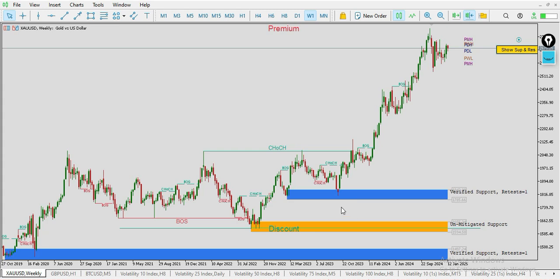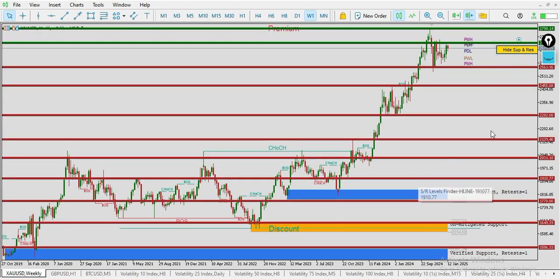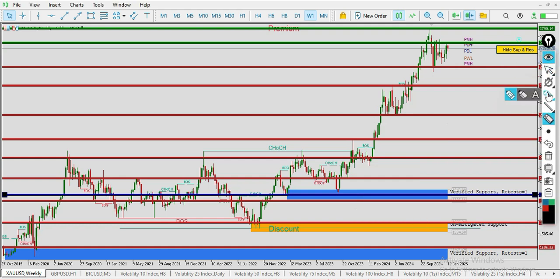You can see this is the weekly time frame for gold. I said earlier about Volatility 25. You can see price didn't get to this level. You can see this is where it just came to and decided to start buying, all the way to the top.